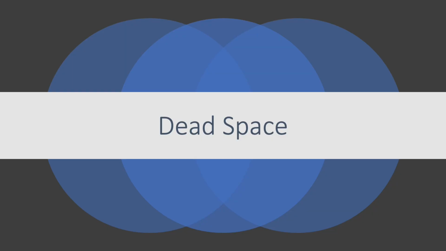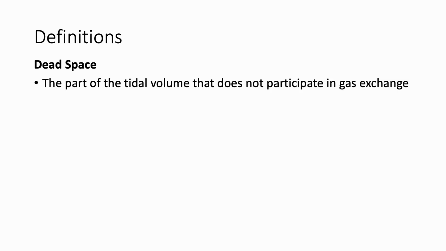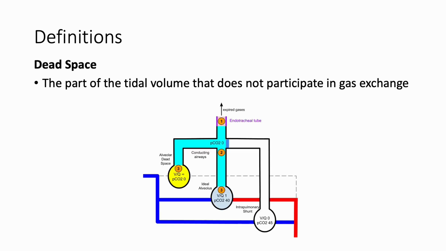The next concept that we need to be very clear about is dead space. The general definition of dead space is that it's the part of the tidal volume that does not participate in gas exchange. Let's use the three-compartment model to look at exactly where that is.